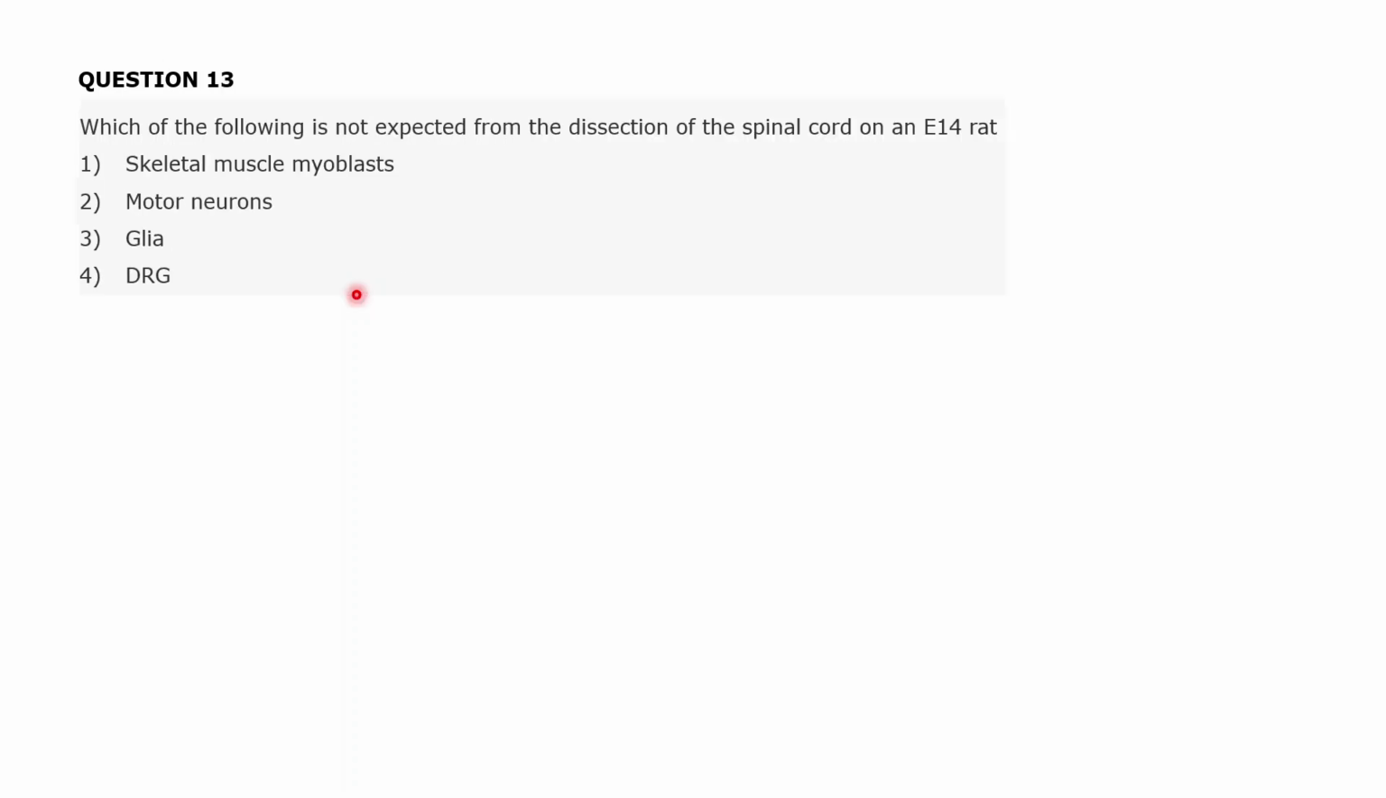Which of the following is not expected from the dissection of a spinal cord of an E14, or embryonic day 14, rat? Skeletal muscle myoblast, motor neurons, glial cells, or DRG?